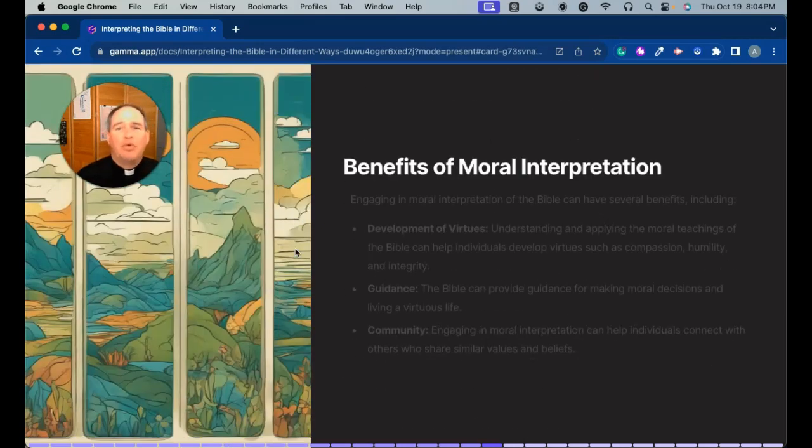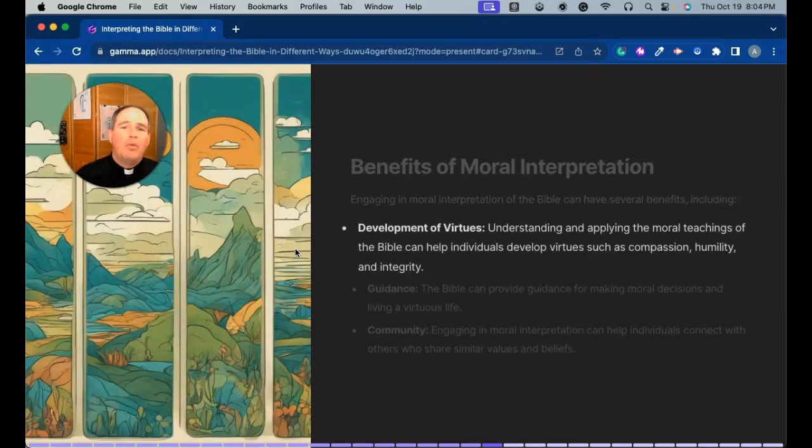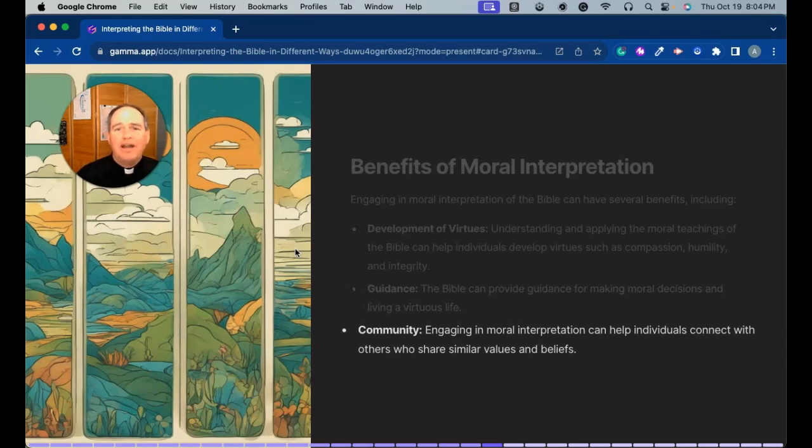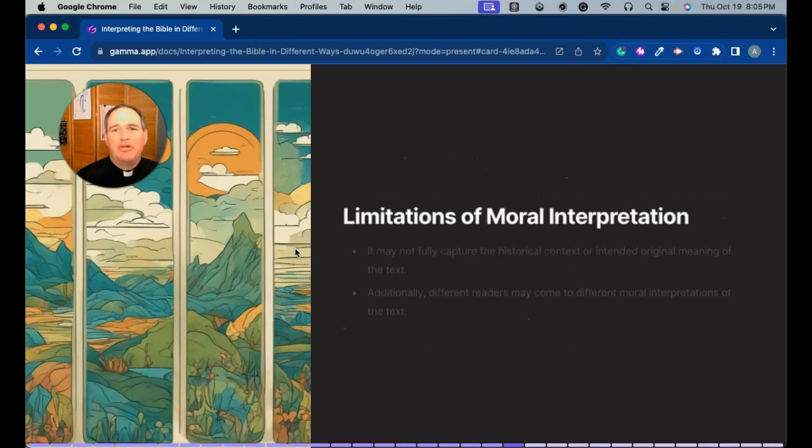The benefits of moral interpretation are several. Number one, it can help us become more virtuous, by understanding and applying moral teachings to live more integral lives. It can also provide guidance to help us make decisions. We can look to these stories to help us guide our life. And finally, it helps to make community. If a bunch of people share the same stories and the same moral interpretation, that helps them make connections with each other.